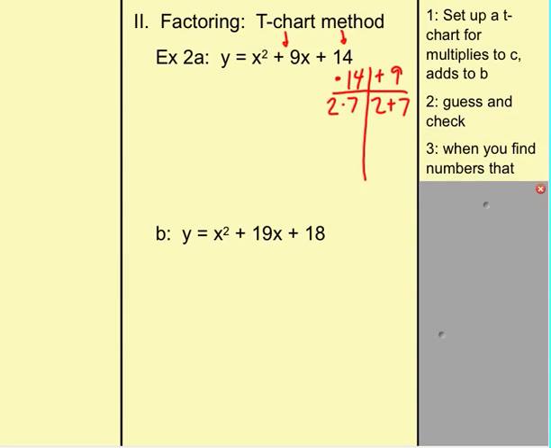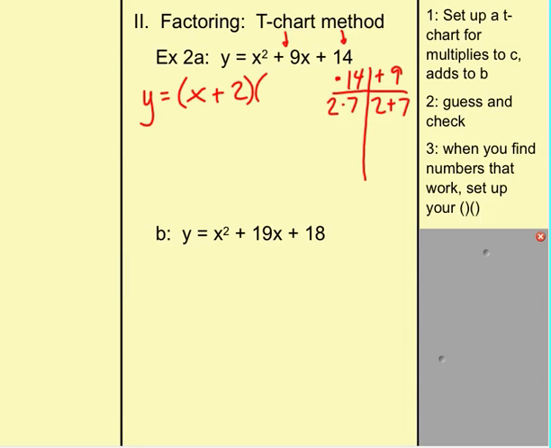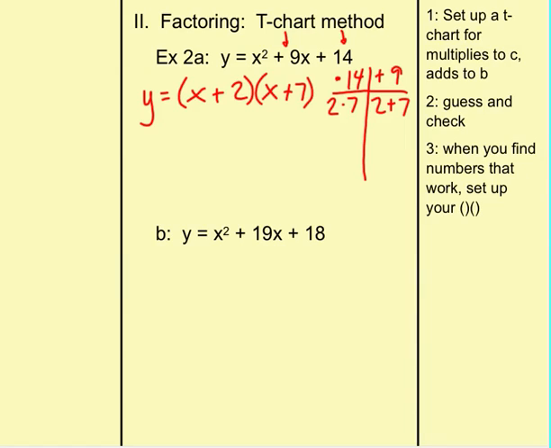Once we find the correct numbers, we just put them into our two binomials. So we have y equals x plus 2 times the quantity x plus 7. And what's nice about this, I should have added step 4, check your work. Because you can always multiply those binomials and check to make sure that you actually got the correct numbers. So we're going to do that.